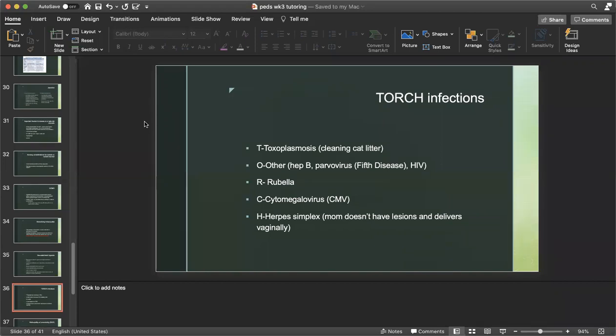So if the mom doesn't have any lesions, they can deliver vaginally. But if they do have lesions, they can't deliver vaginally because then it could pass on to the infant. So you always want to make sure, if you know the mom has herpes and is going into labor, that you make that assessment and make sure there are no lesions. And if there are lesions, you need to take the necessary precautions.